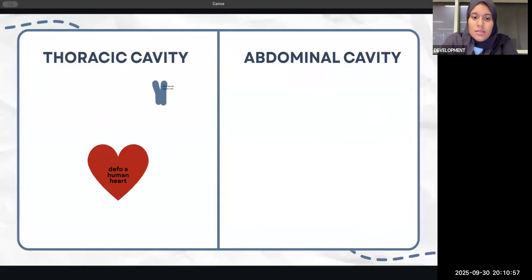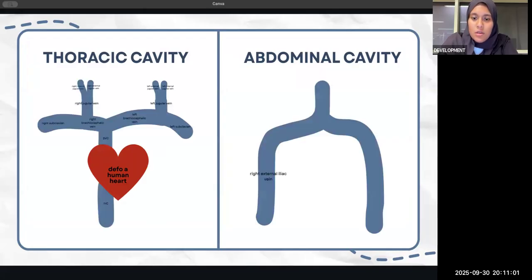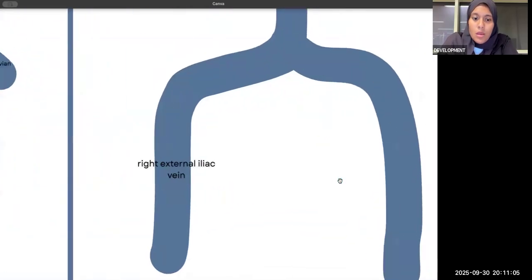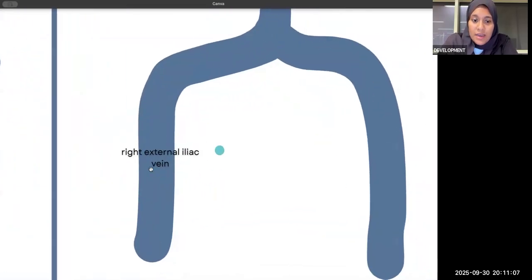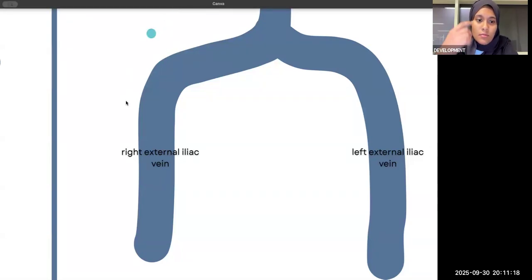Okay, as I said, in venous drainage, we join together. So we're gonna start from the bottom now. Your right external iliac vein and your left external iliac vein will join together with what? I want you guys to answer this one. Think about arteries. What was inside here? Internal, right. Internal iliac.